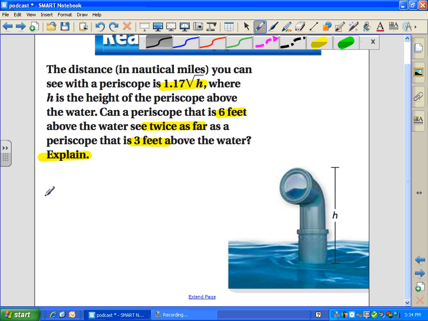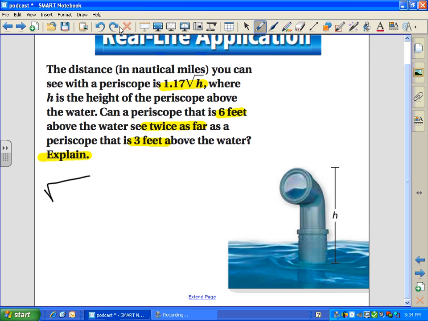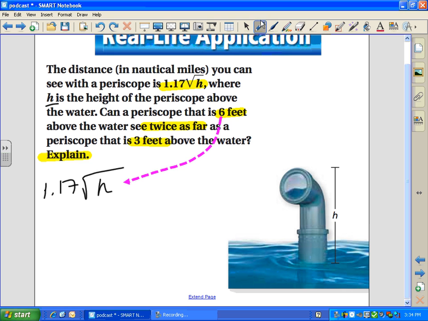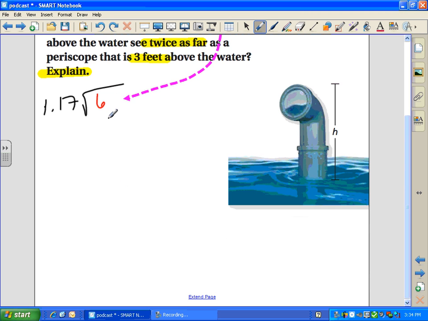I'm going to write my formula. I'm thinking 6 feet is the height. I'm going to substitute, plug and chug: 6 for h. I'm going to do the square root of 6, which gives me 2.4494897. This is an irrational number.